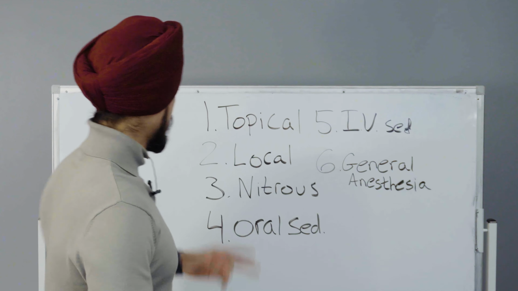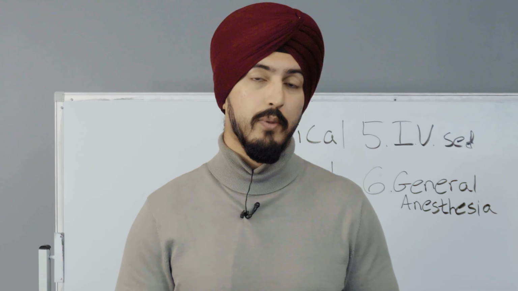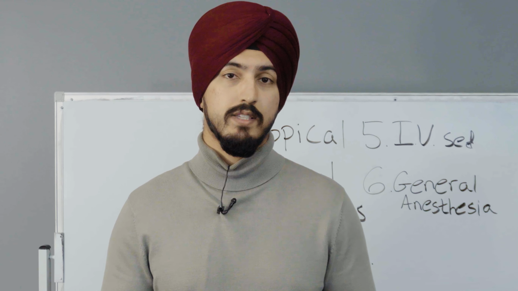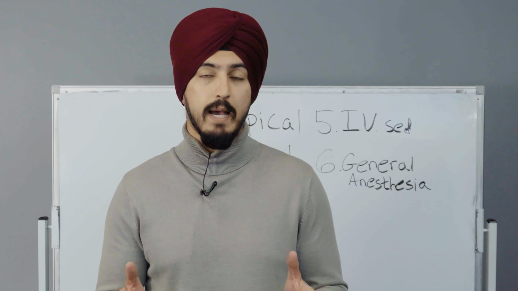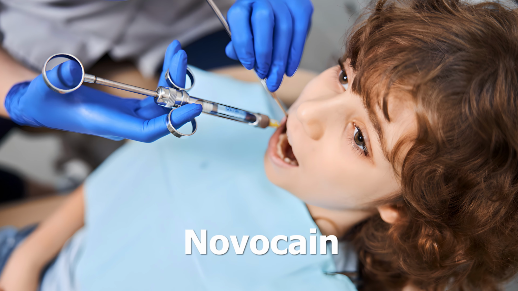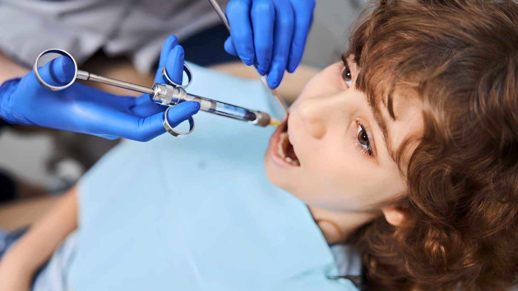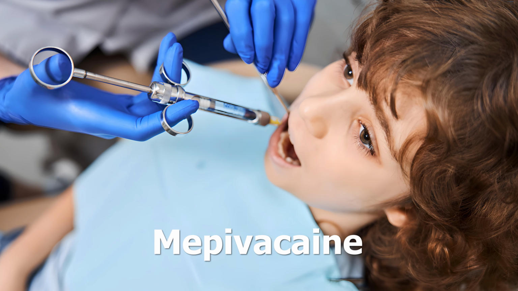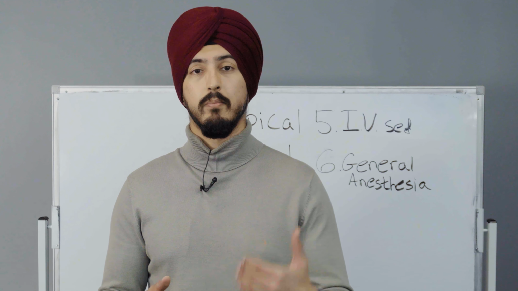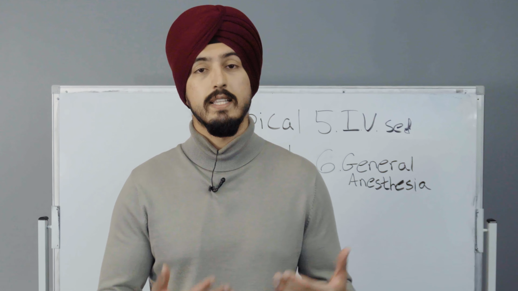But that brings us to number 2, which is local numbing. Now, this is the most common form of anesthesia in the dental office. You might have heard of different types of this numbing like Novocaine, which isn't really used anymore. Nowadays, the most common one is lidocaine. There's also things like articaine or mepivacaine. This is the one that people are most scared of because it involves that injection.